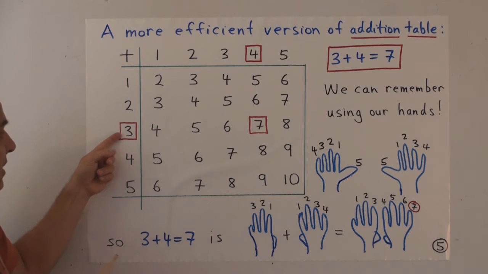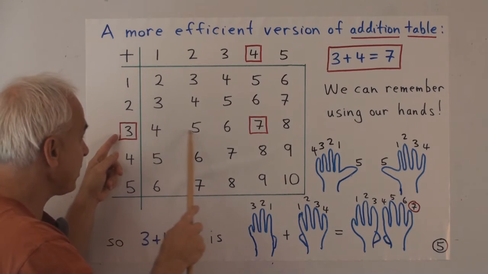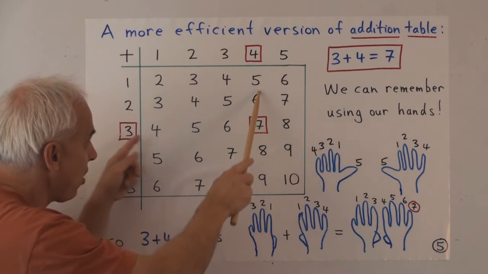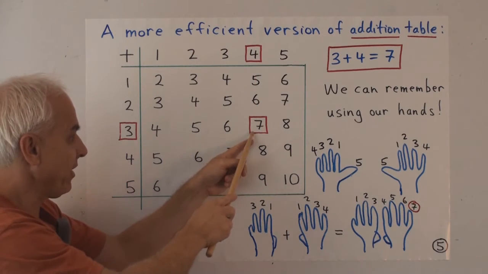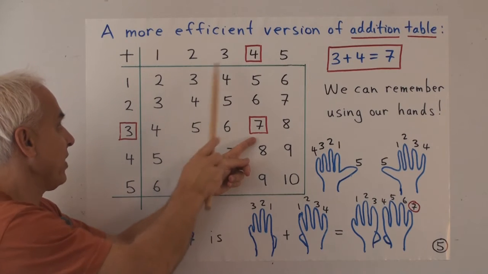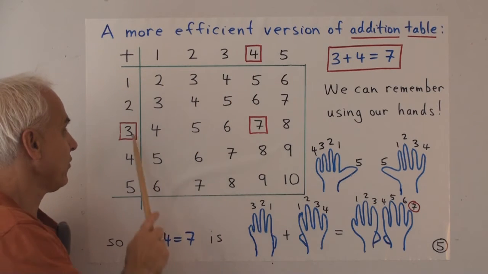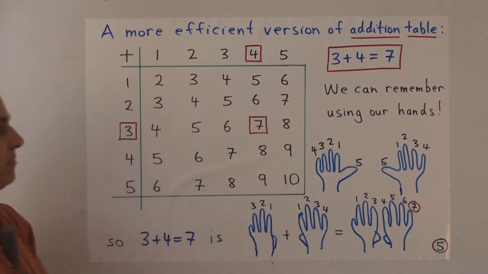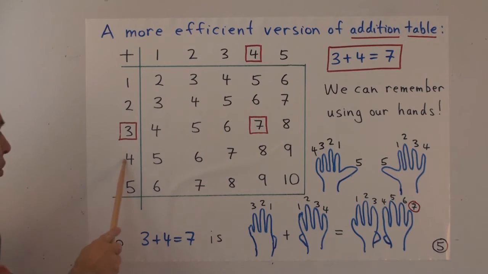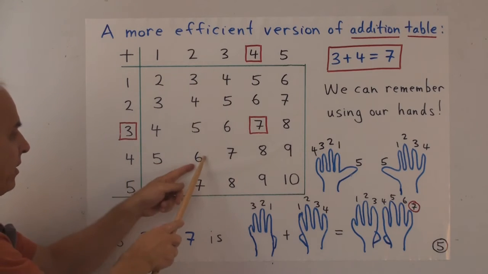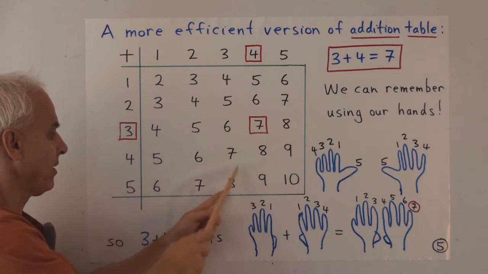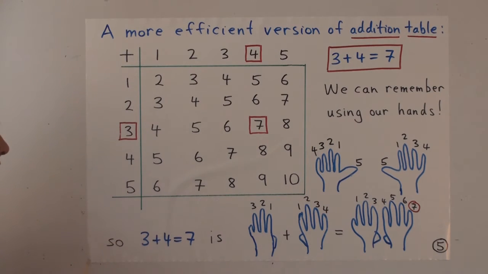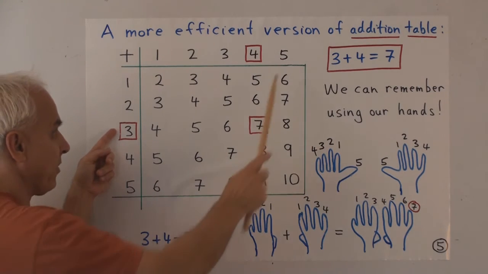We'd like to know what that is. Then we go along this row and down this column to where they meet. And the entry here is the answer of what is 3 plus 4. So 3 plus 4 is 7. Let's do some more. 4 plus 2 is 6. 5 plus 3 is 8. 3 plus 5 would be 3 plus 5.